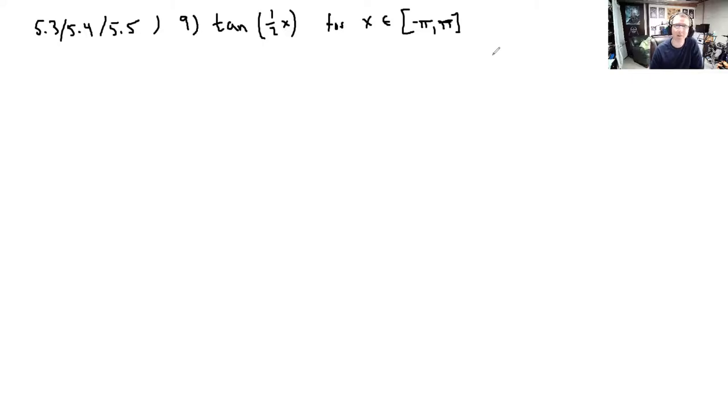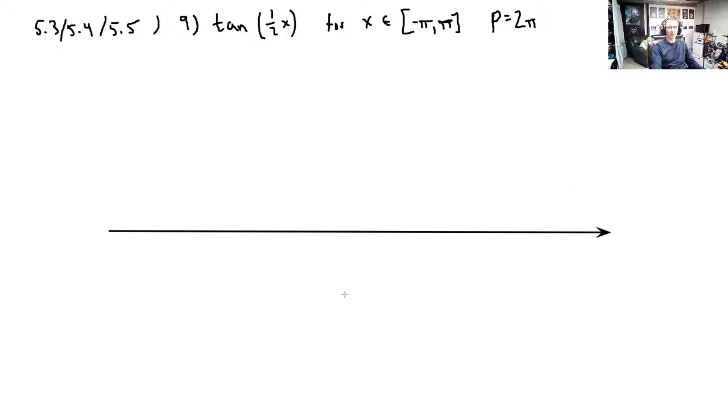Maybe that'll help. What's the normal period of tangent? That's something maybe you should think about, try and memorize or remember. It's pi. We normally then divide by this value, whatever's multiplied by x, so it's 1/2. But dividing by 1/2 is the same as multiplying by 2. So the period is exactly 2 pi. Hey, what's the length of this interval? That's 2 pi. So we're being asked essentially to graph one period of tangent, which means we're not going to have lots of repetitions. So we need to just graph one, and we need to graph it well.